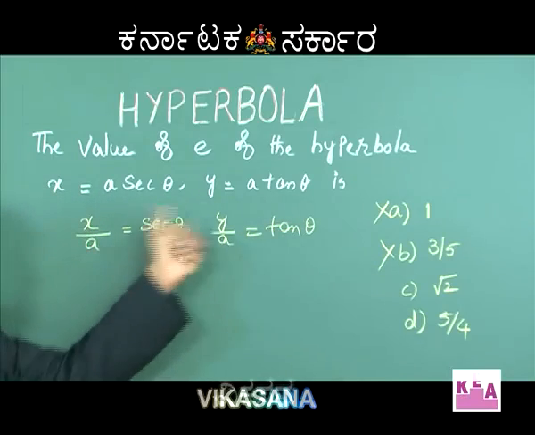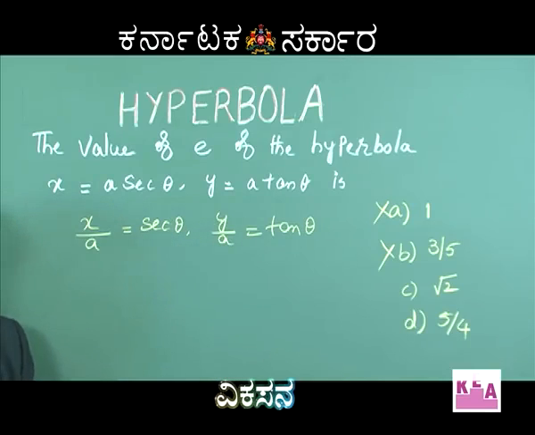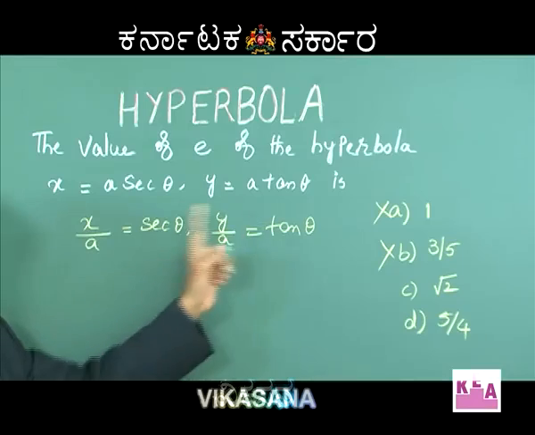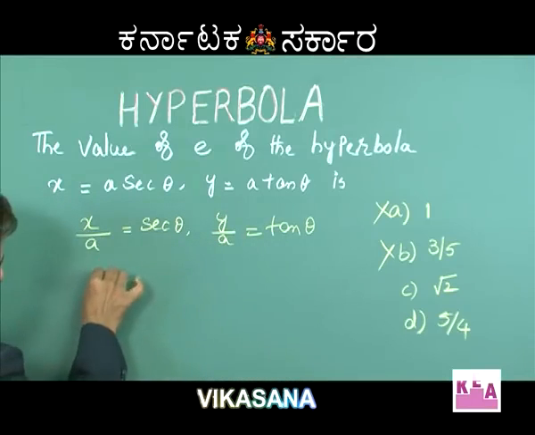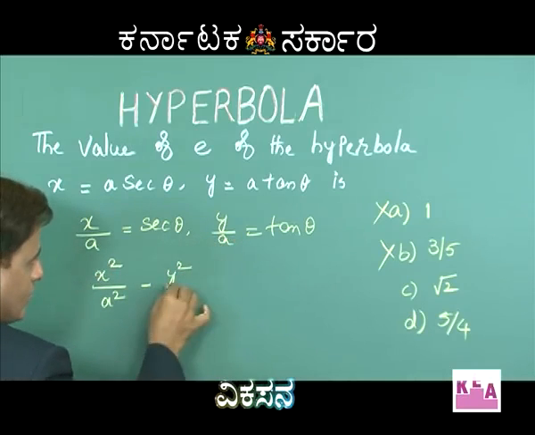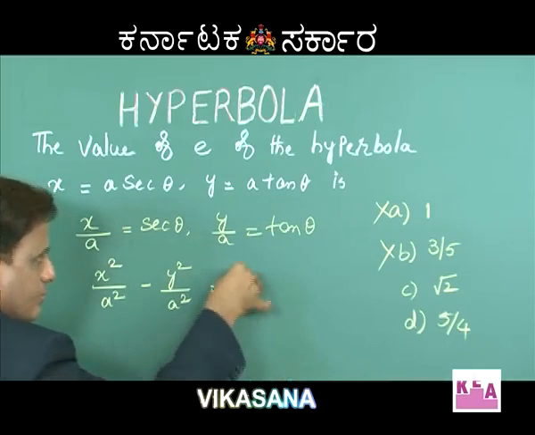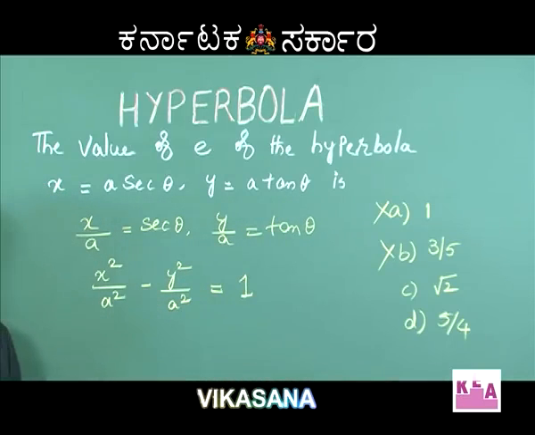Why do we have to square and subtract? Because sec square theta minus tan square theta is equal to 1. So you cannot add sec square theta and tan square theta. So square and subtract, and in the hyperbola we have to get x square by a square minus y square by a square is equal to sec square theta minus 1.